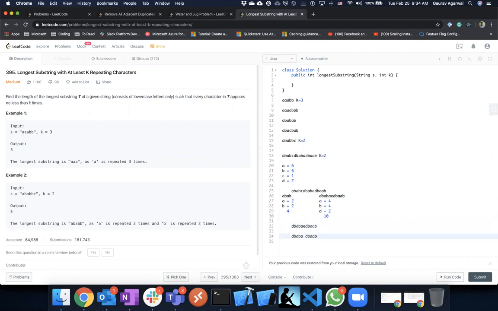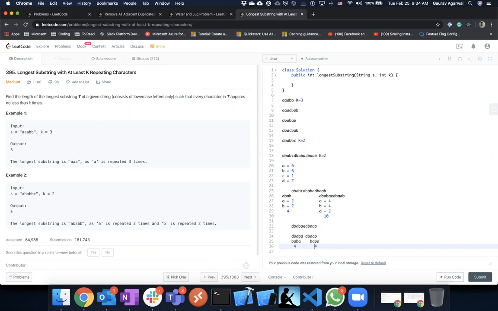Now on the left, we will again break it down by D because D's count is less than 1. So we will get BA. And on the right also, we will get BA. So both of those lead us to an answer of 4.